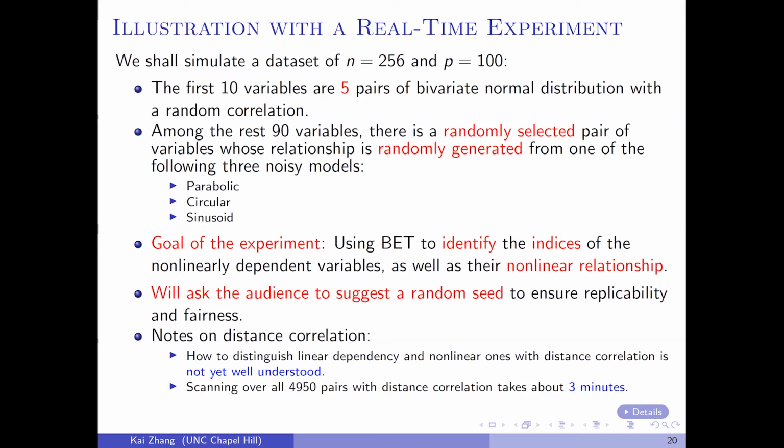From variable 11 on, among the 90 variables, I will randomly pick 2 of them and randomly assign them to have one of the 3 nonlinear forms of dependency here: parabolic, circular, or sine. The goal here is to use the BET to identify the 2 variables that are nonlinearly dependent, as well as identifying the nonlinear form of dependency.